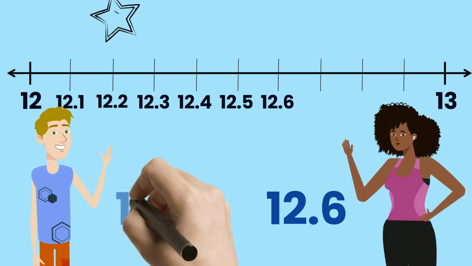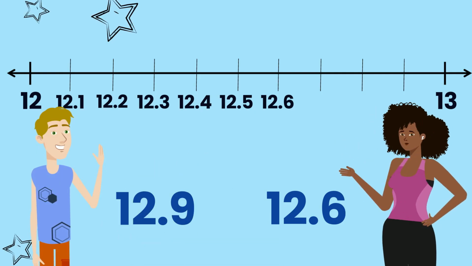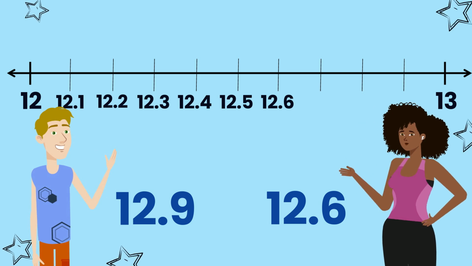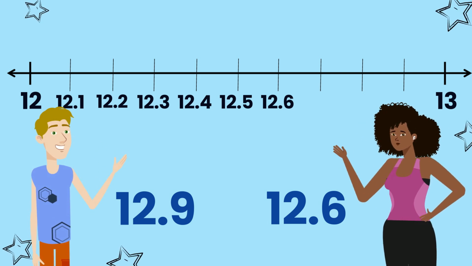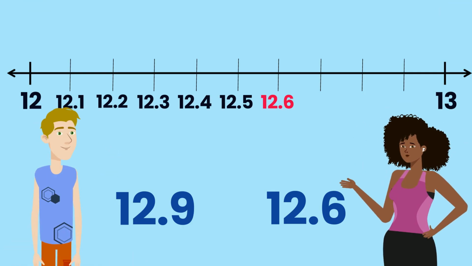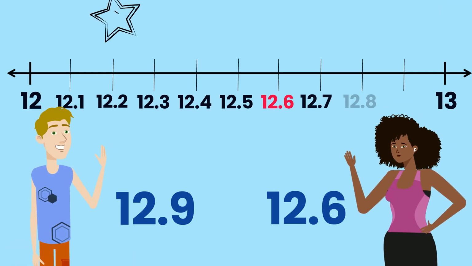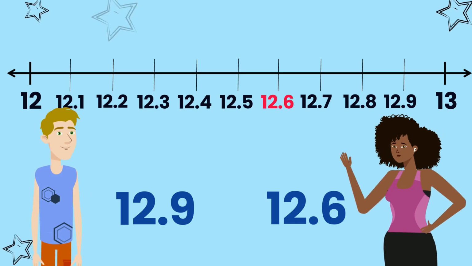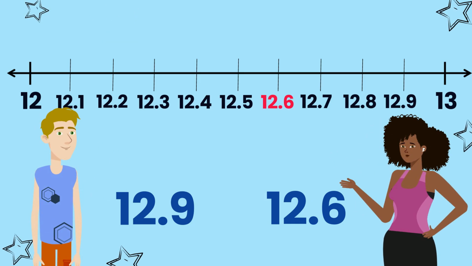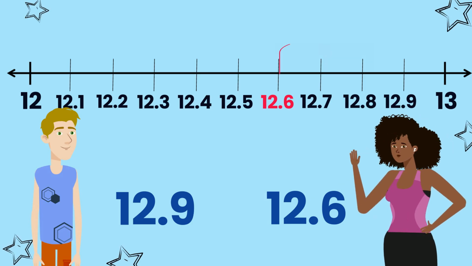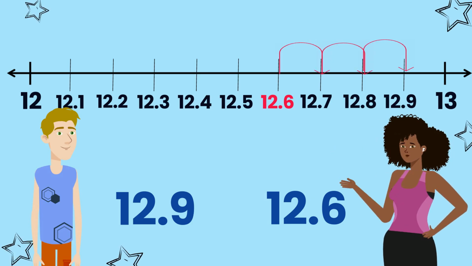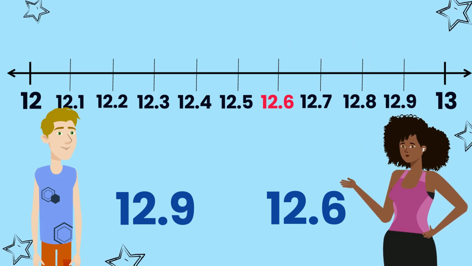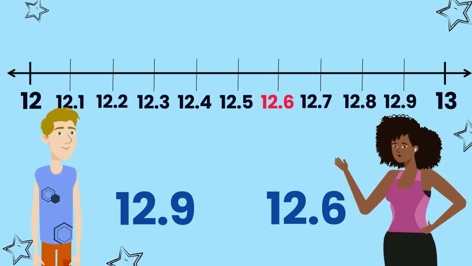This is Leo. His fastest time is 12 9/10 of a second. Can you find his time on this number line and figure out who is faster? We already know that Ava's time is 12 6/10 of a second. If we keep counting on, we will land on 12 9/10 of a second here. Now it is easy to see that Ava's decimal is smaller than Leo's, so Ava is faster than Leo.